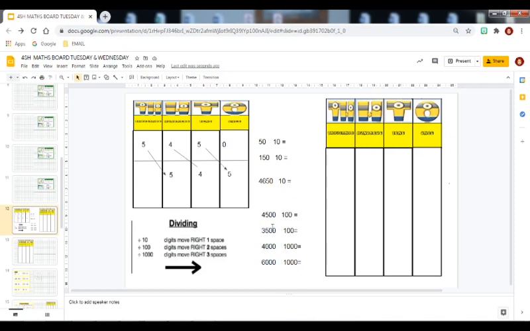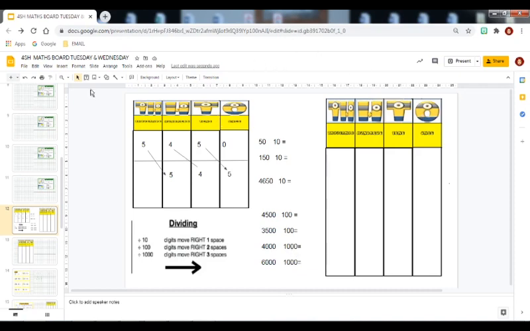Then I've given you a few more examples. 4,500 divided by 100. Be really careful with that. Make sure that you're looking. Remember, if it's divided by 100, it's 2 spaces to the right. So what does that look like? Then we've got 4,000 divided by 1,000 and 6,000 divided by 1,000.